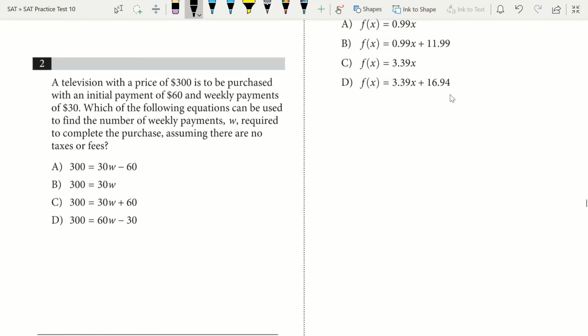Question 2. A television with a price of $300 is to be purchased with an initial payment of $60 and weekly payments of $30. Which of the following equations can be used to find the number of weekly payments, W, required to complete the purchase, assuming there are no taxes or fees? Well, my total amount that I have to pay is $300. I know that I pay $60 as an initial payment, and I also pay $30 per week. So that's going to be 300 is equal to 30W plus 60, which is answer choice C.